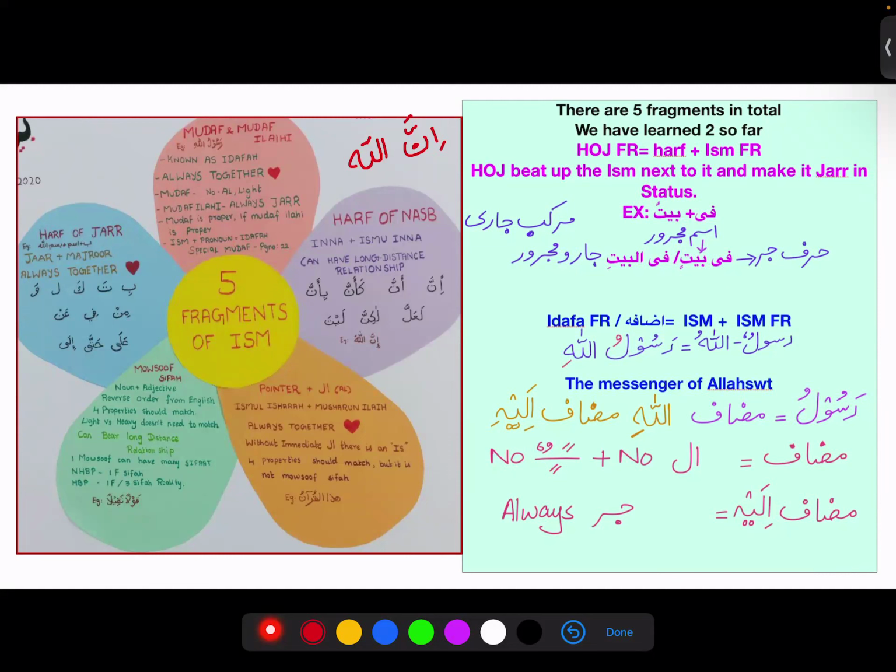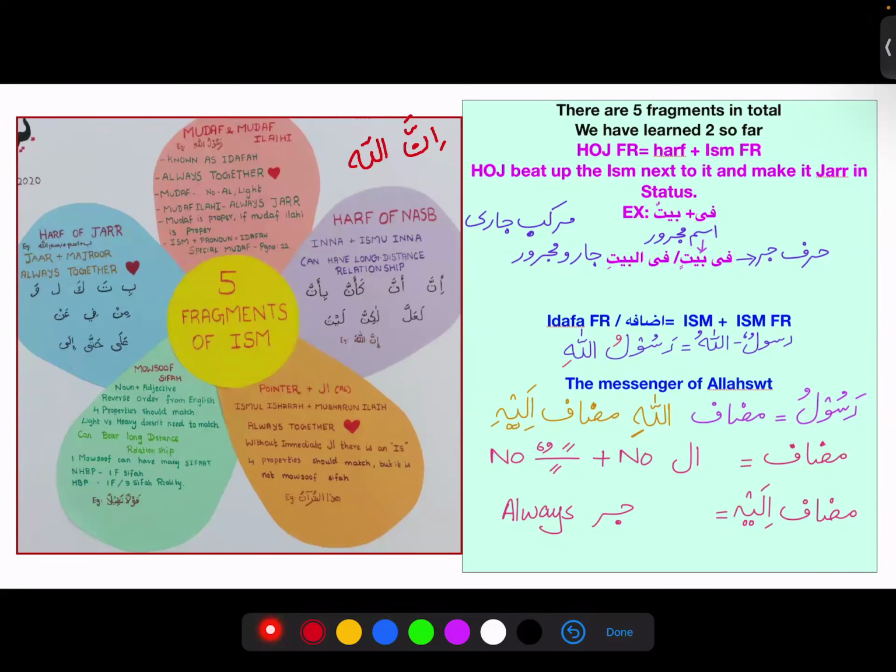Baytullahi, Rasulullahi, Kitabullahi. Right? So all these are examples of idafa fragment. And then we have the pointer fragment we are going to talk about today. For the pointer fragment, we need to remember one thing, but it's on the next slide. So let's finish this one first. These two fragments mentioned over here, let's focus on them, and then we are going to talk about the pointer fragment.